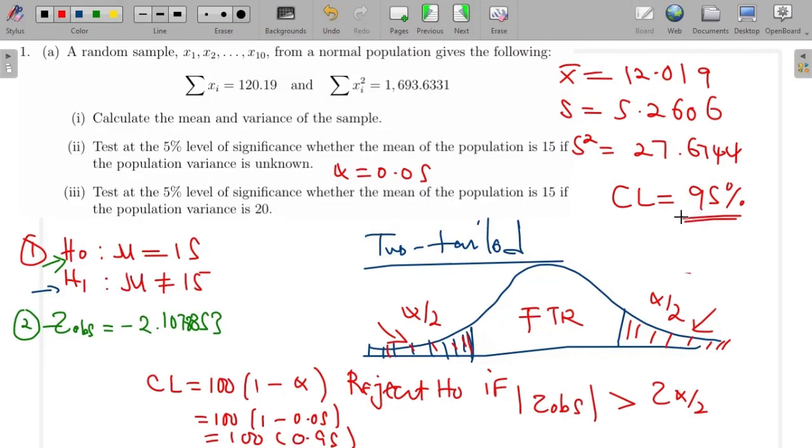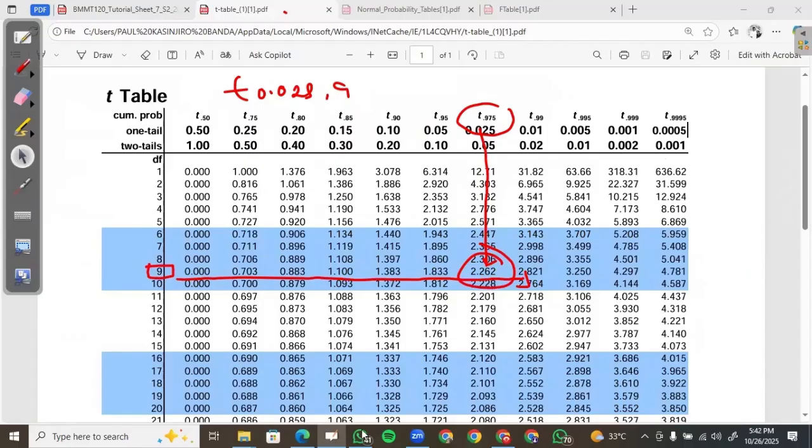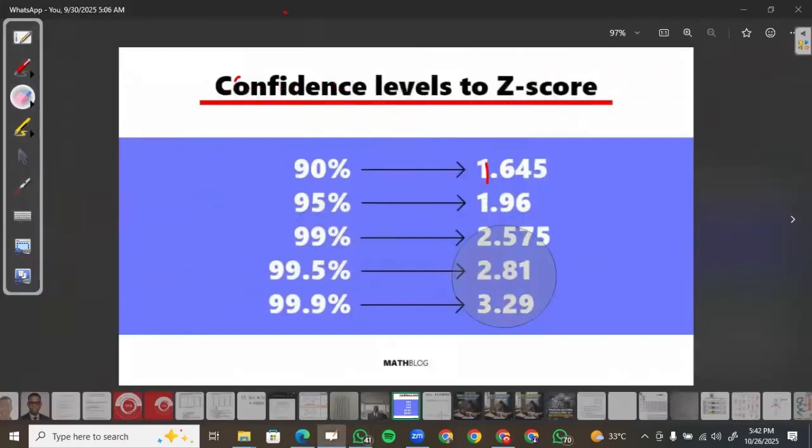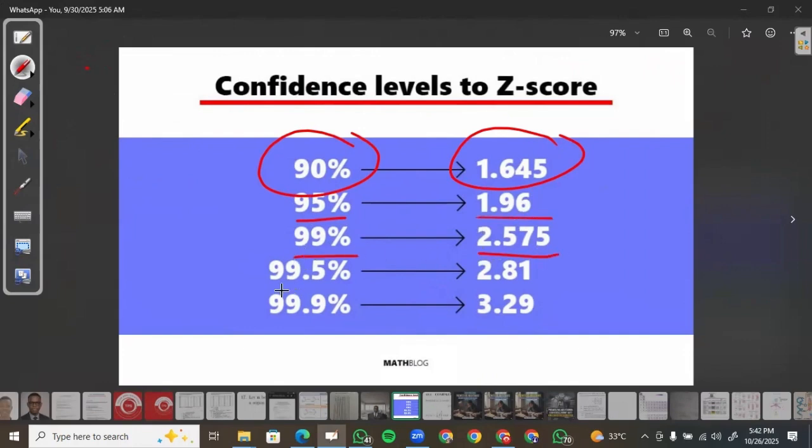It's 95%. So the Z value, or the Z curve value, that you get at 95% is equal to 1.96. How do I get this value? There's a table that you have to know. So if the confidence level is 90%, the Z-score value is this. If it's 95, the Z-score value is this. If it's 99, it's this. 99.5 is this, 99.9 is this. For you guys, you really have to know the 95% one, the 90%, and maybe the 99%. Make sure you know these three.